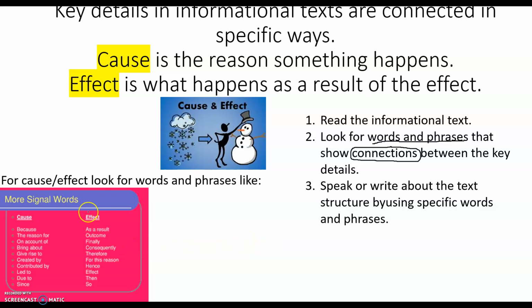So if you look over here, some cause and effect words we might find as we're reading or use as we're writing are because, the reason for, on account of, bring about, give rise to, created by, contributed by, led to, due to, since, as a result, outcome, finally, consequently, therefore, for this reason, hence, effect, then, and so.